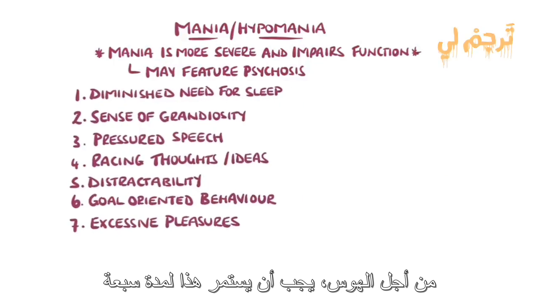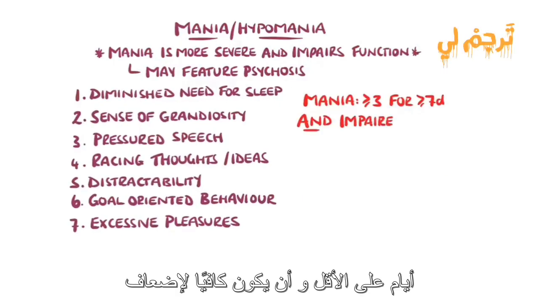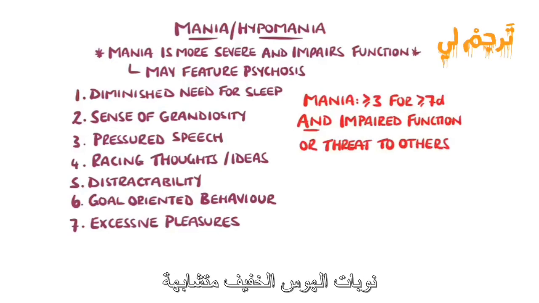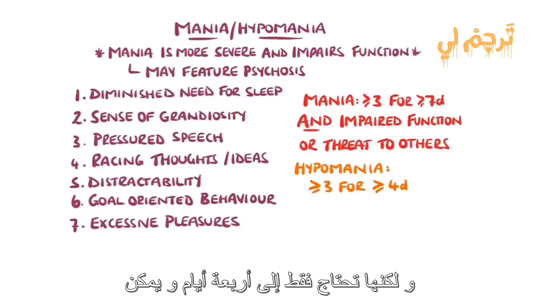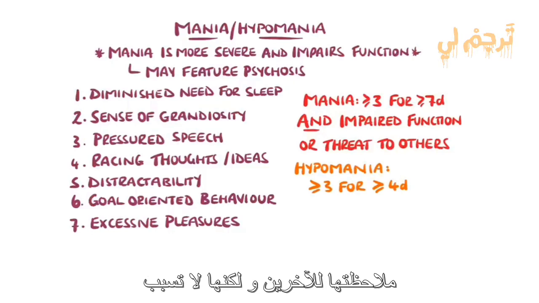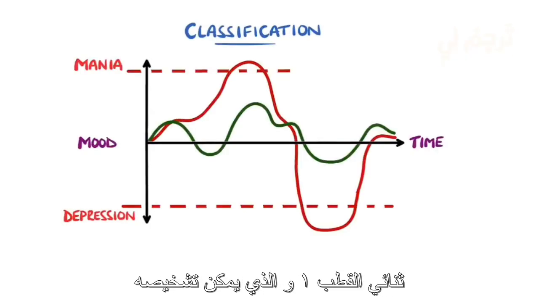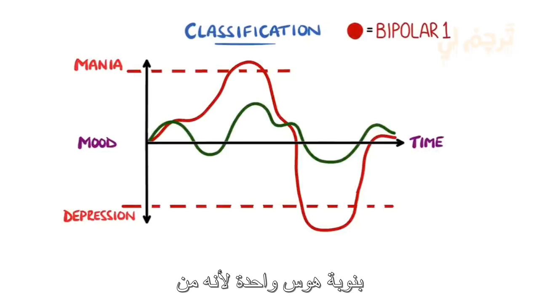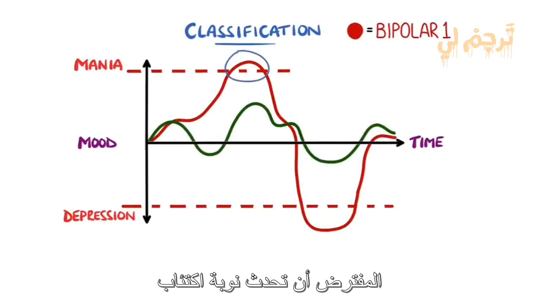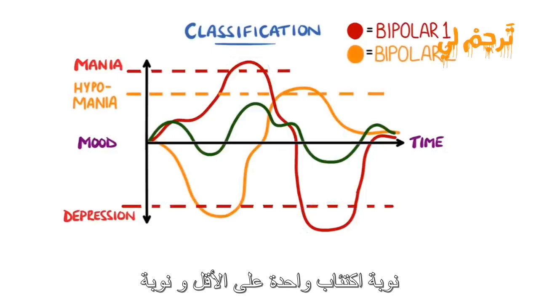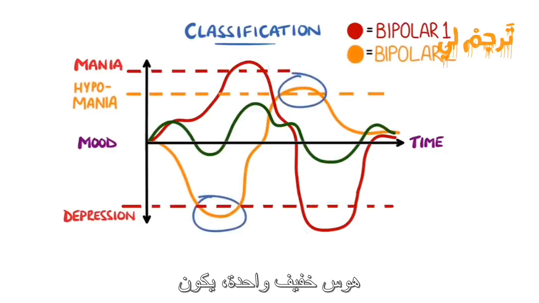For mania, this must last at least 7 days and be enough to impair normal functioning or pose a threat to others. Hypomanic episodes are similar, but need only 4 days and are observable to others, but do not cause impairment in functioning. Based on these, there are 3 main types of bipolar disorder. Bipolar 1, which can be diagnosed with a single episode of mania because it is given that a depressive episode will eventually occur. Bipolar 2, where there is at least a single depressive episode and 1 hypomanic episode.